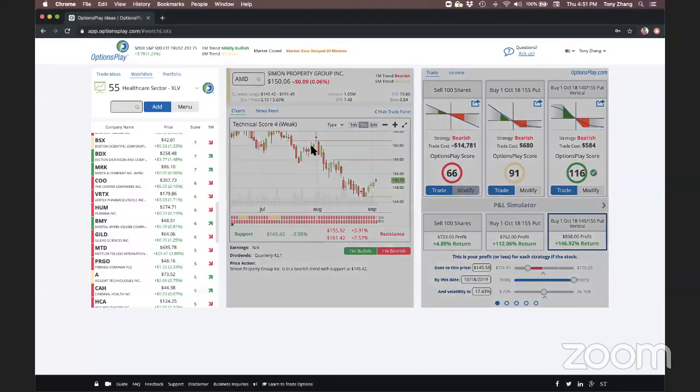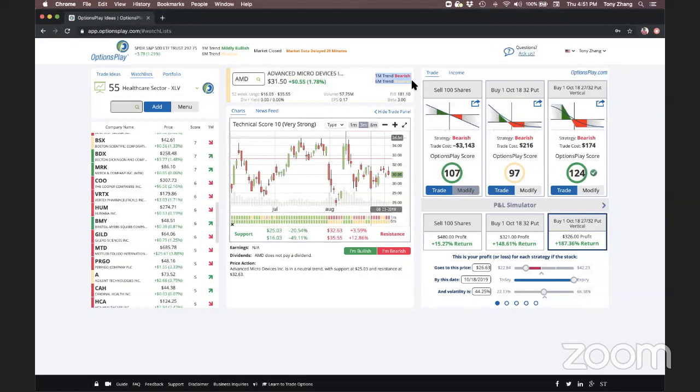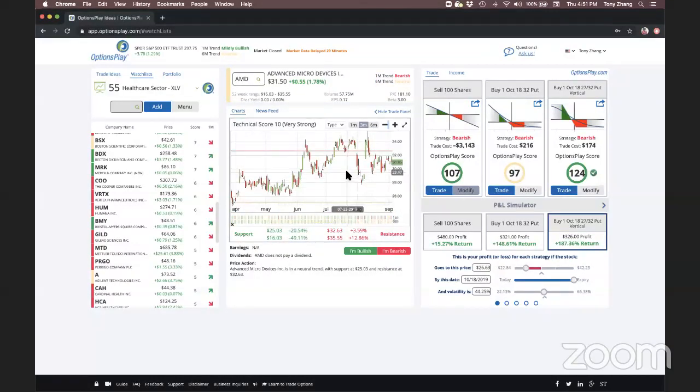Let's see, AMD. Very strong stock, but notice how the 1 month and 6 month trend is neutral. So this is very choppy price action, kind of stuck between this 29 to 34 range. This is hard to trade, in my opinion.